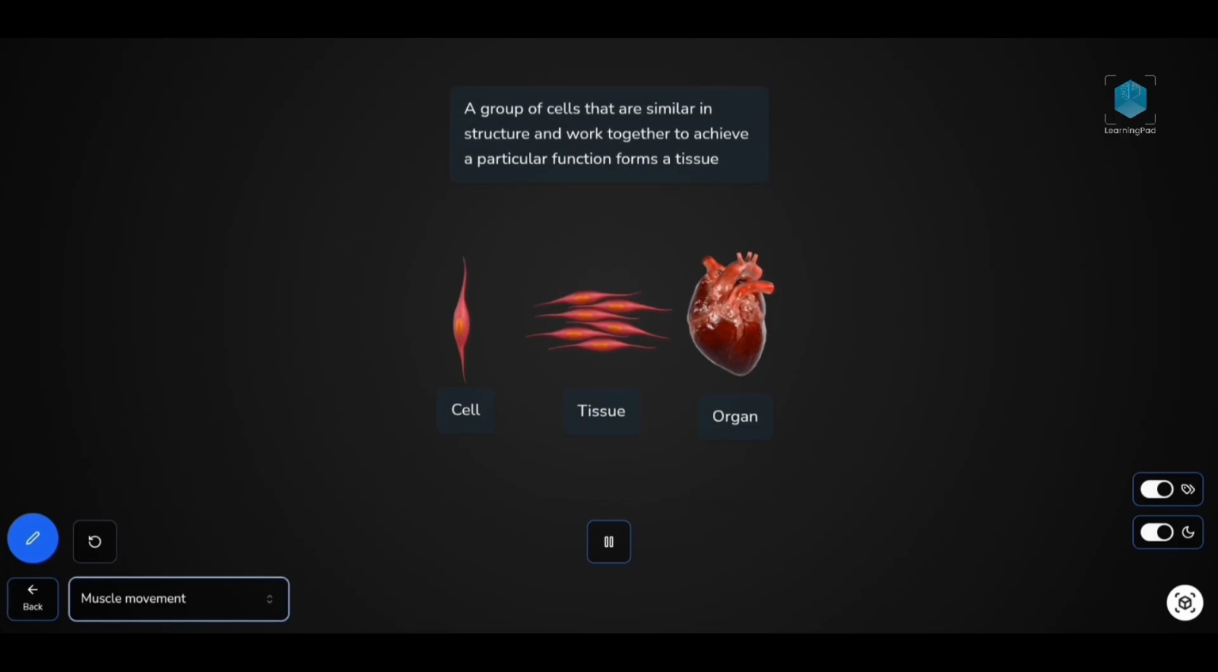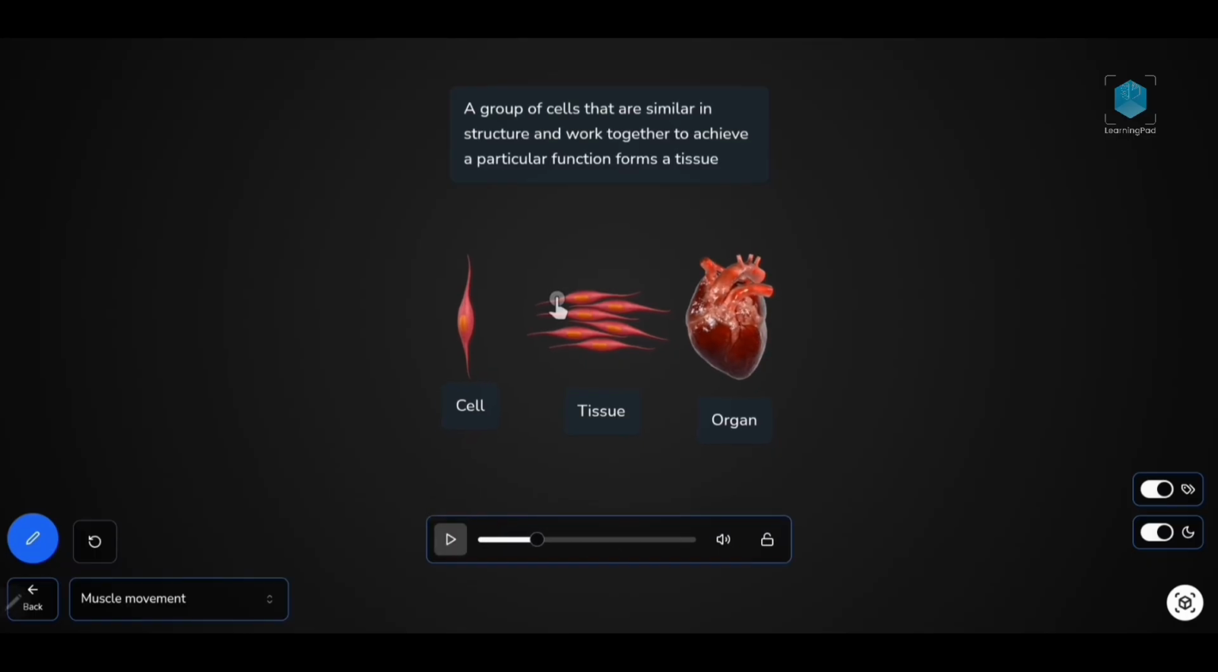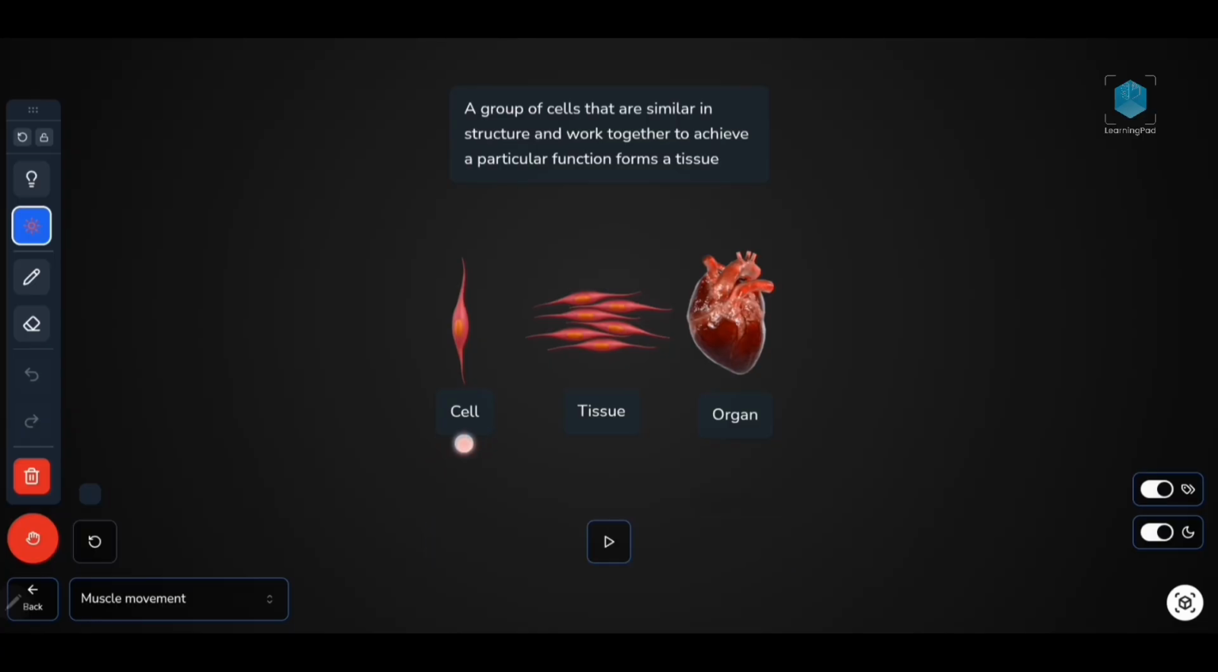Yes. Here you can see on the screen, children, a group of cells working together. Here you can see a cell. This muscle cell divides, a process called cell division, and forms a group of cells. This group of cells is called a tissue. Here it is given the definition of tissue. A group of cells that are similar in structure and function, working together to achieve a particular function, forms a tissue.